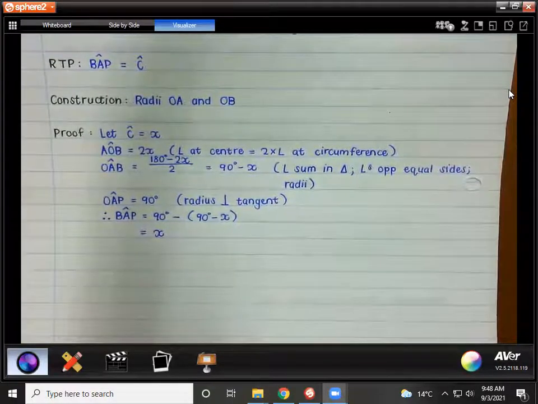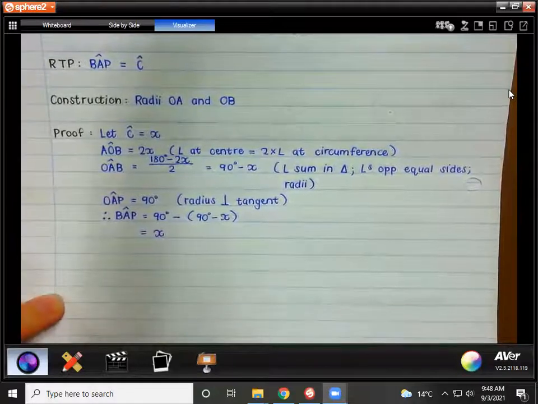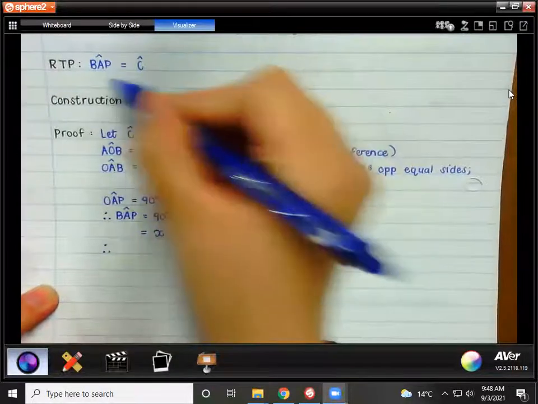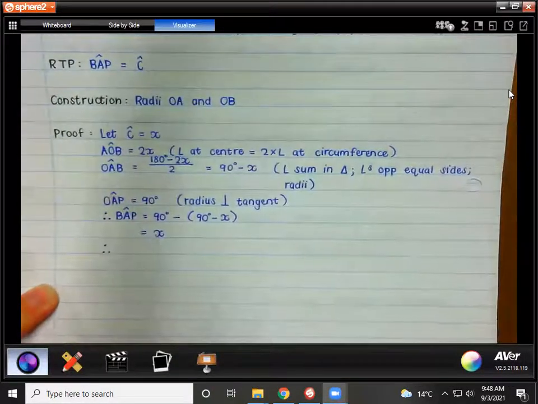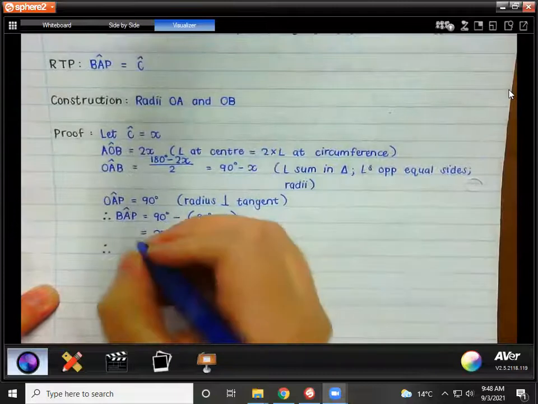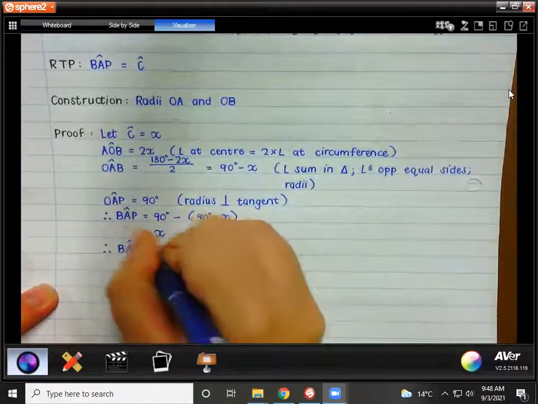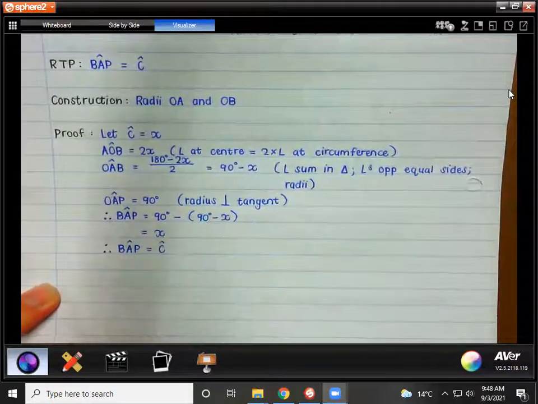Yeah, and there we have it. Right, because we said that C was X, and now we've shown that BAP is also X. Let's just finish it off by actually saying what was required to prove. Okay, that always has to be like the last line. So therefore, we now have proven that BAP is equal to C.